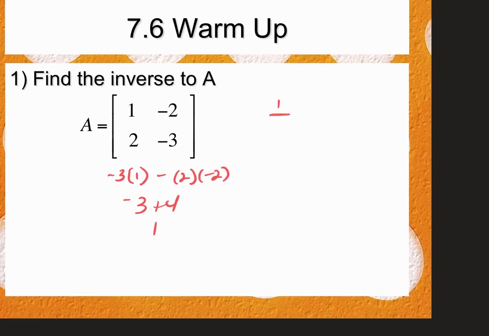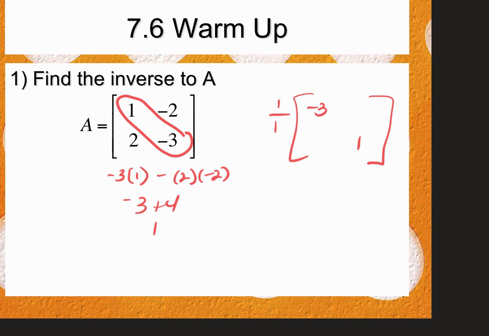I would do 1 over whatever that is. So this time it's just 1. It obviously may not be so pretty on your test, you just put it in the bottom. And then you take and modify your original matrix. You switch A and D. So -3 and 1 goes here.